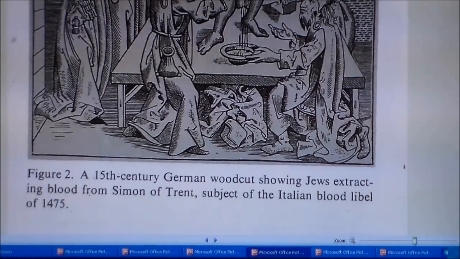A 15th century German woodcut showing Jews extracting blood from Simon of Trent, which is very similar to the Frisian, subject of the Italian blood libel of 1475. A 15th century German woodcut. Okay, well, 15th century, for those of you who have a hard time following this, that is the 1400s. Late 1400s.